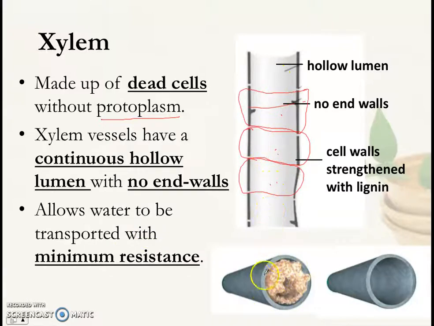It's a bit like this. If you had a pipe that was all clogged up with dirt and hair and whatever other things you want to think about that could be found in your sewage pipes, then the water can't really move through. There'll be a lot of resistance. But a hollow pipe would allow water to flow through very easily with minimum resistance. So the xylem is a bit like that. The xylem has a continuous hollow lumen so that water can be transported with minimum resistance.